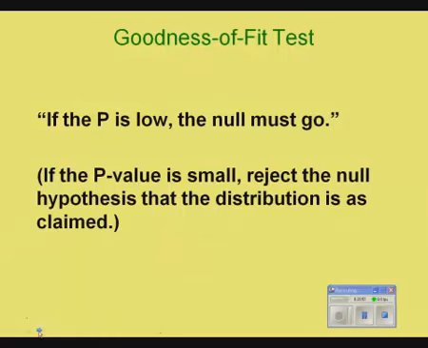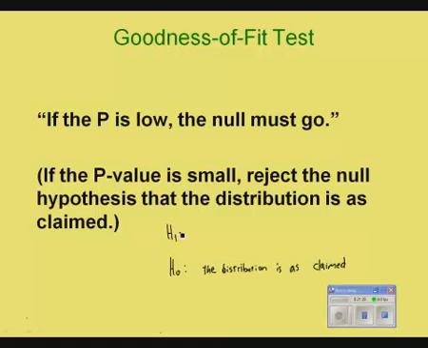Oh yeah, if p is low, the null must go. What is the null hypothesis? Here it is. That the distribution is as claimed. Okay, so remember, let me write that down. The distribution is as claimed.